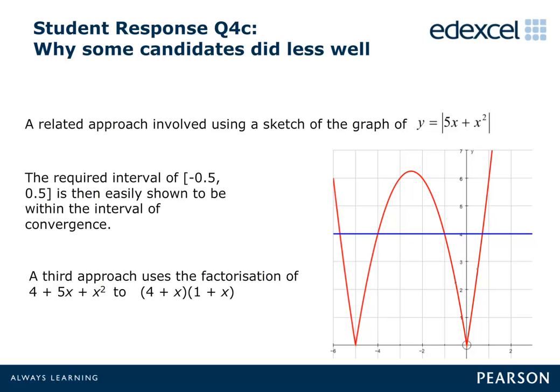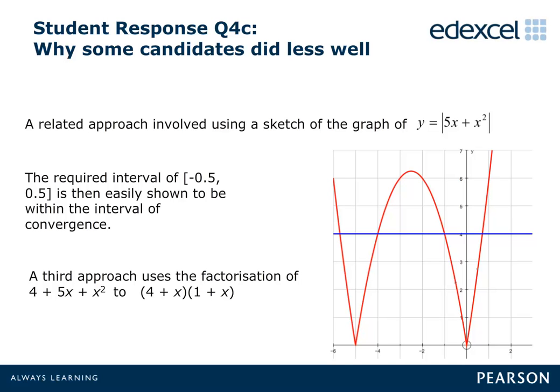This approach uses the graph of y equals modulus of 5x plus x squared and looks at its value in the interval minus 0.5, 0.5. The blue line is y equals 4. So it is clear that the value of modulus of 5x plus x squared is less than 4.